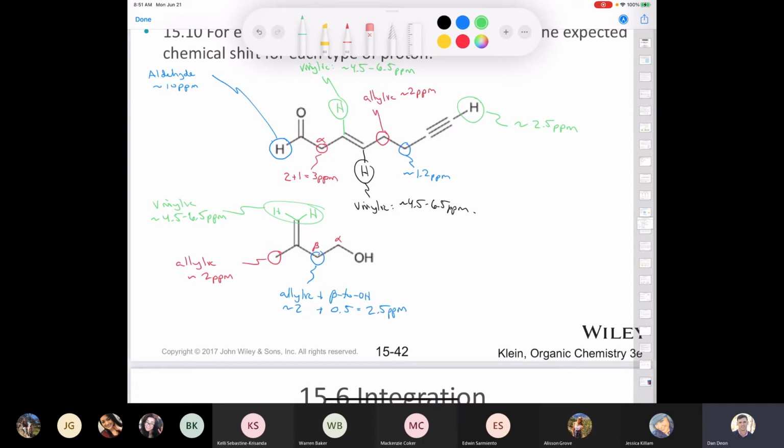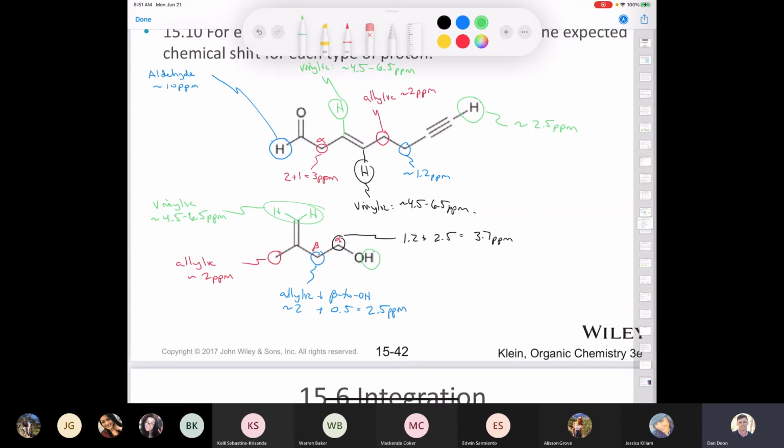Then we have the alpha protons. For the alpha protons here, we have the baseline of a methylene, which is 1.2 parts per million. I'll leave the units out. Plus, we have 2.5 that we want to add to that. So that's going to give us 3.7 parts per million.